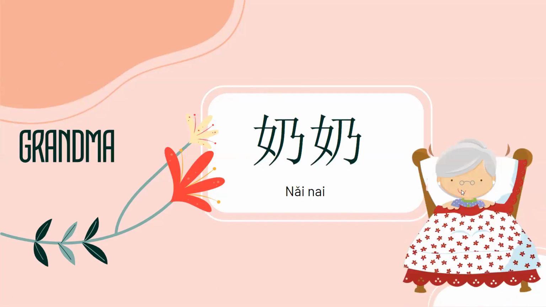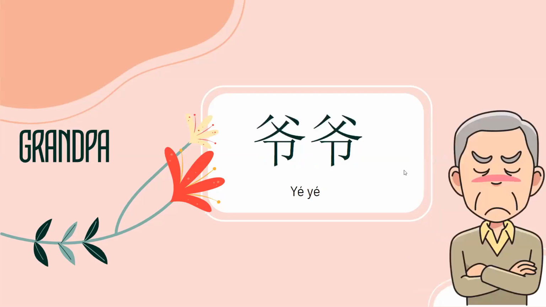Then we have 奶奶, which is grandma. A lot of people call their grandma and grandpa different things based on whose side of the family they're on. So I call my dad's mom 奶奶. And then grandpa is 爷爷. So I call my dad's dad 爷爷. But a lot of people have different names for their grandma and grandpa as well. So it's all subjective.